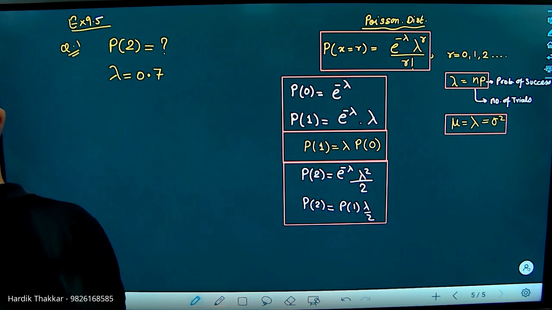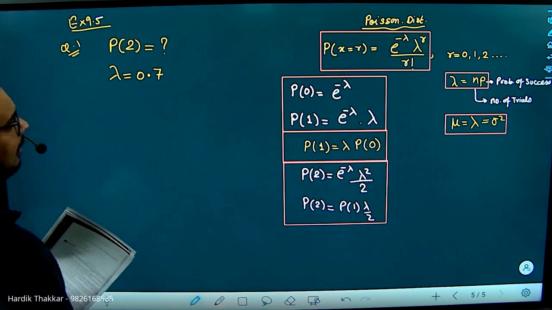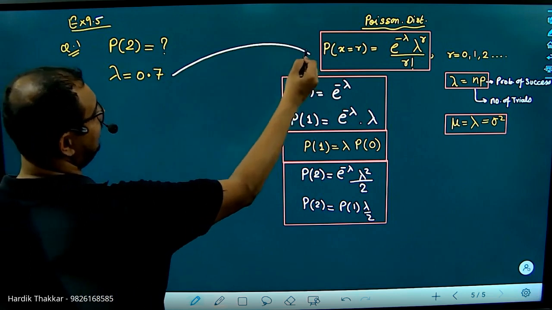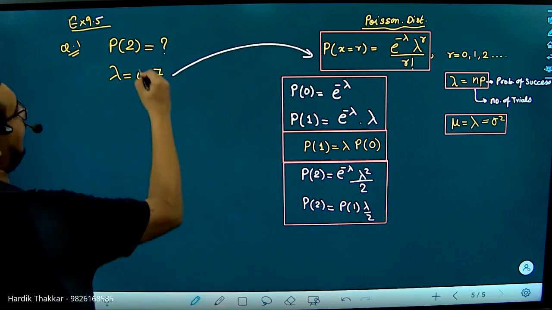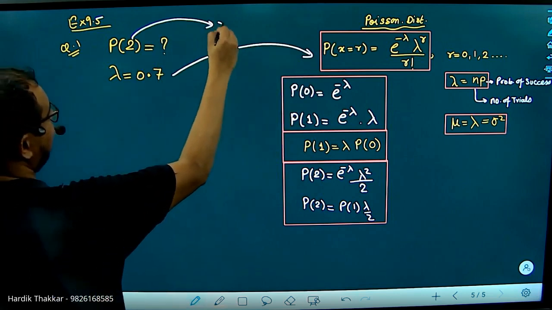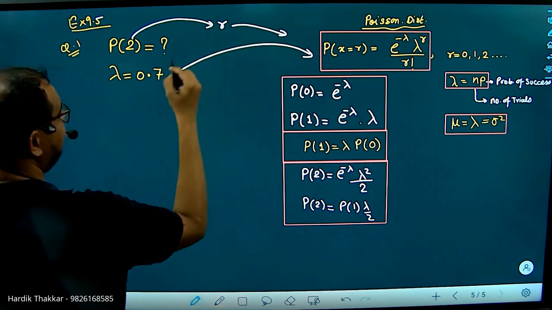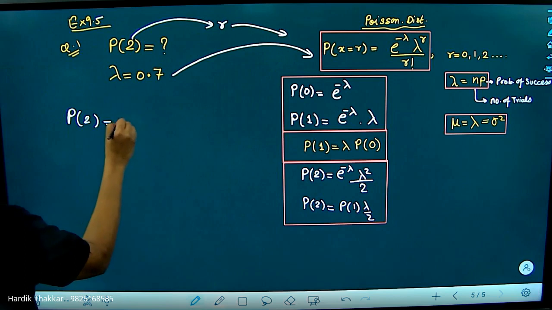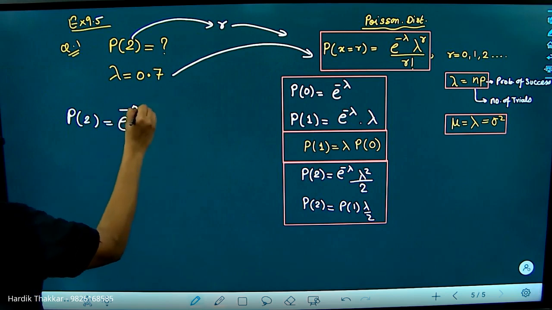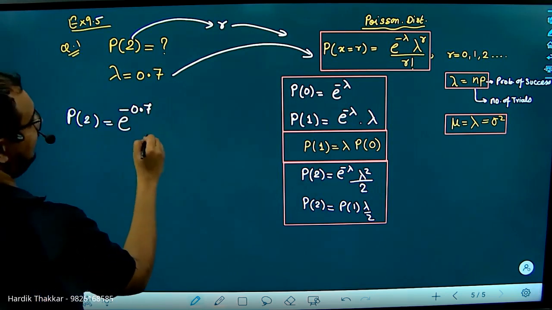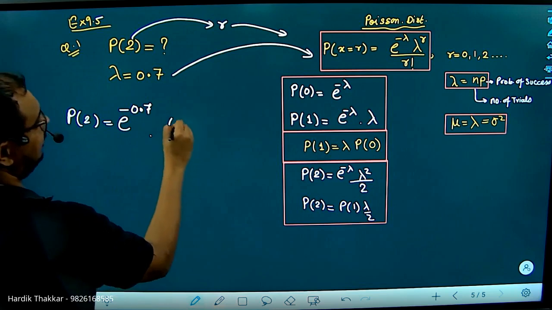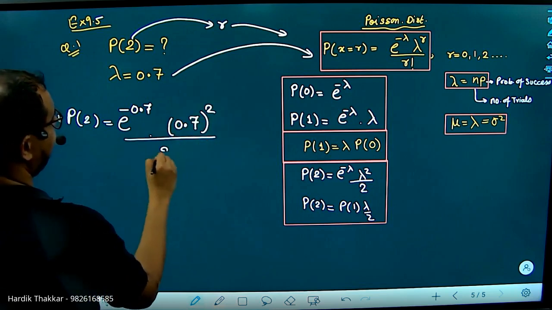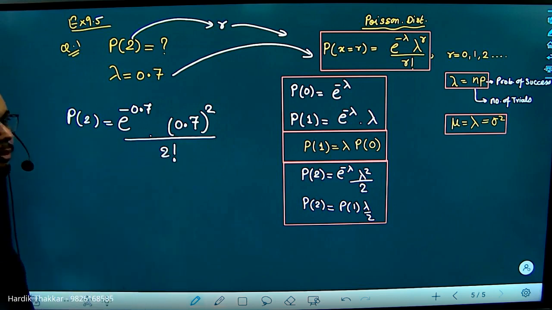Okay. So what we are required to do in this is just put the value of lambda in this case. And here the value of r is equal to 2. So P of 2 will be equal to e raised to power minus 0.7 into lambda, so the value of lambda is 0.7, whole raised to power 2, divided by 2 factorial. It will be like this.